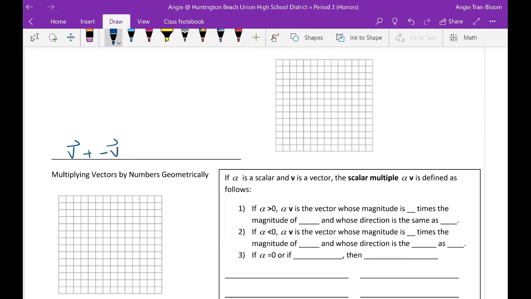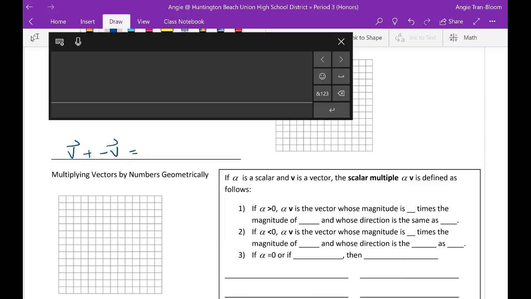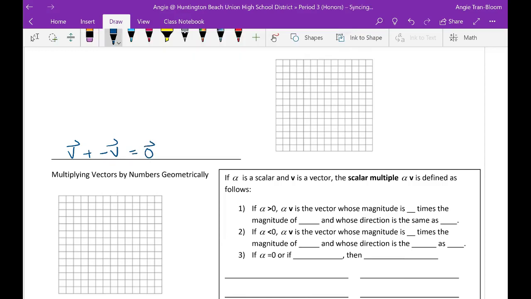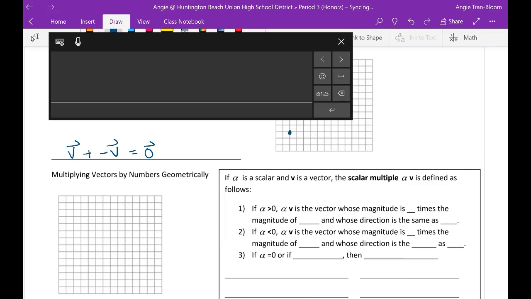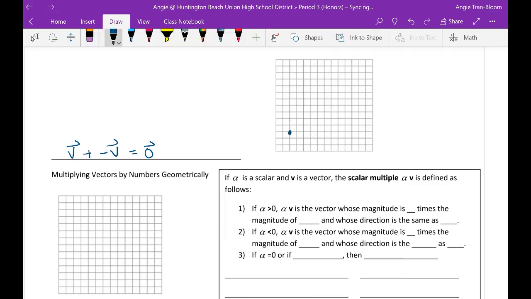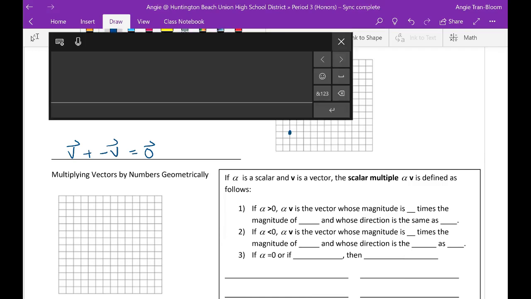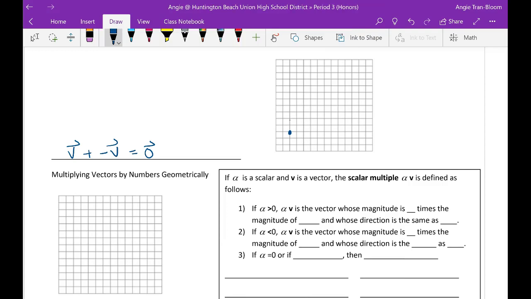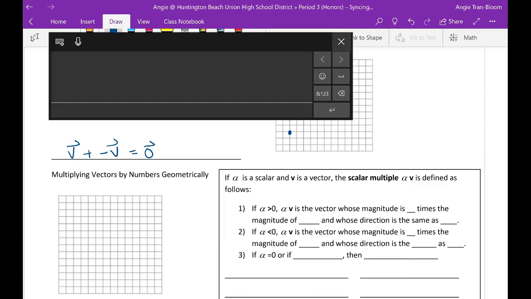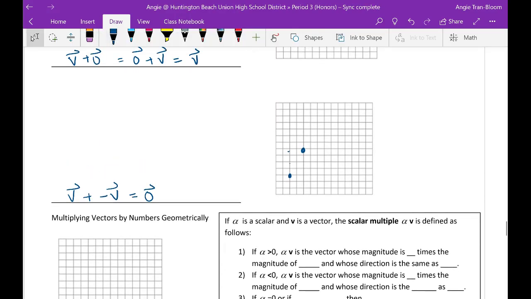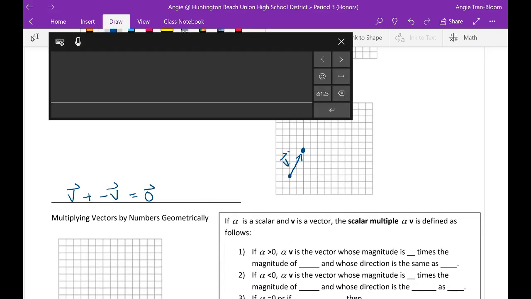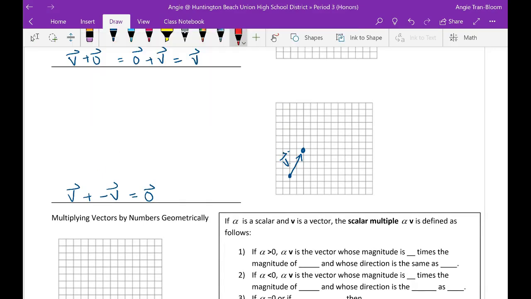What if you add vector V to its negative vector? Then you get the 0 vector. The negative vector is the opposite direction. Oh, how annoying is this? Let's go up 4 and then over to the right 2. Okay, there you go. Let's call it vector V. What does the negative vector look like?